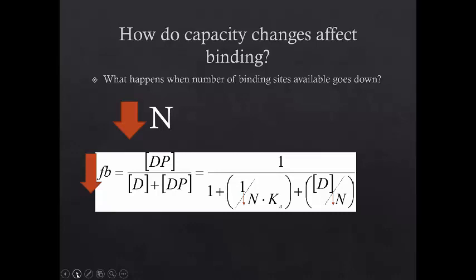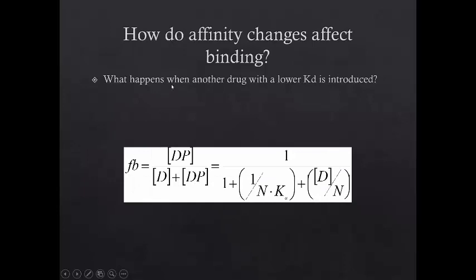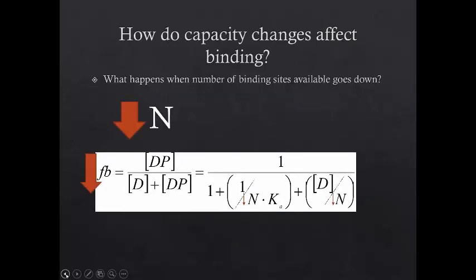If we have fewer binding sites available, if there's a decrease in the capacity of the system, the number of binding sites, we're going to have a decrease in our fraction bound, which would be an increase in our fraction unbound. And obviously the inverse would be true. If we have an increase in N, we're going to have an increase in our fraction bound and a decrease in our fraction unbound.